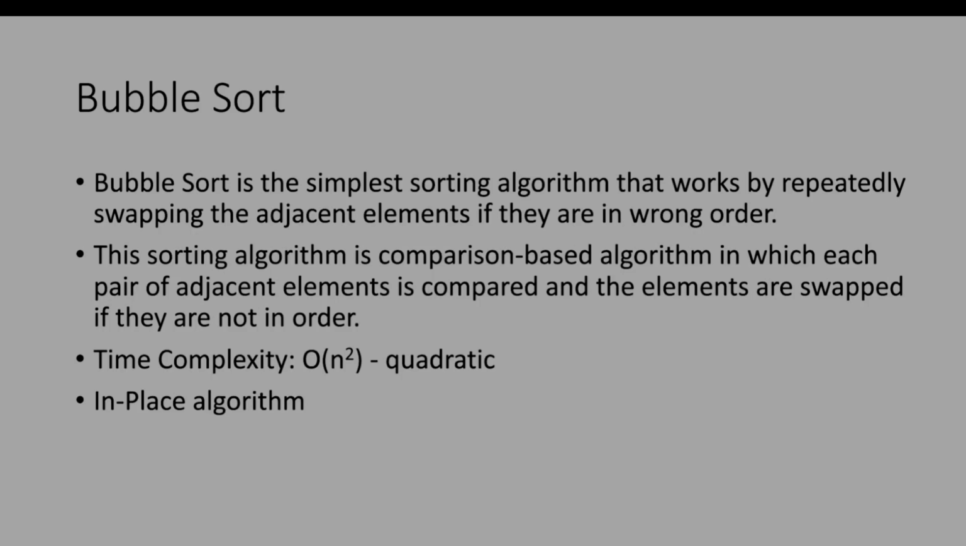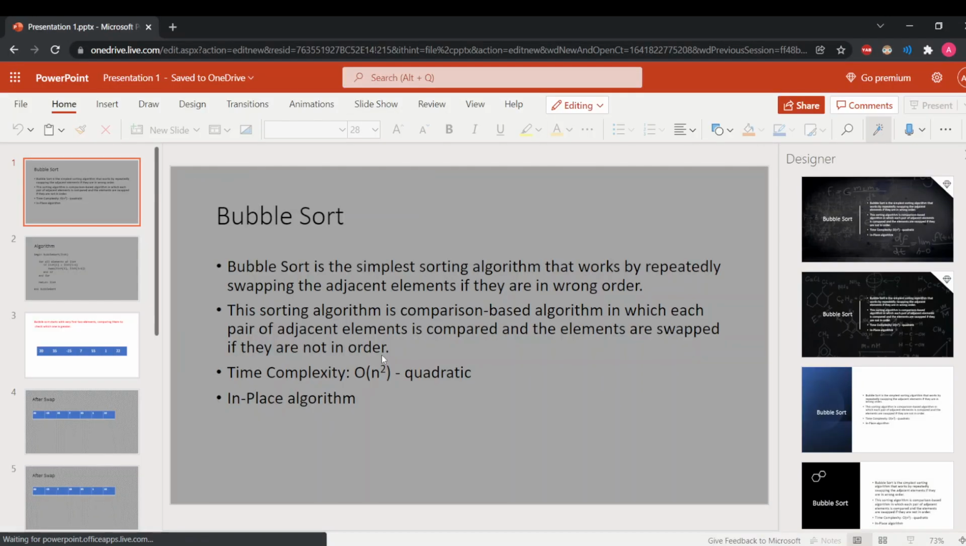The time complexity of this algorithm is O(n²), a quadratic time complexity, which means if we have 10 elements, it will take at max 100 steps to sort those 10 elements, and if we have 100 elements, it will take 10,000 steps to sort them. So yeah, let's see the algorithm.